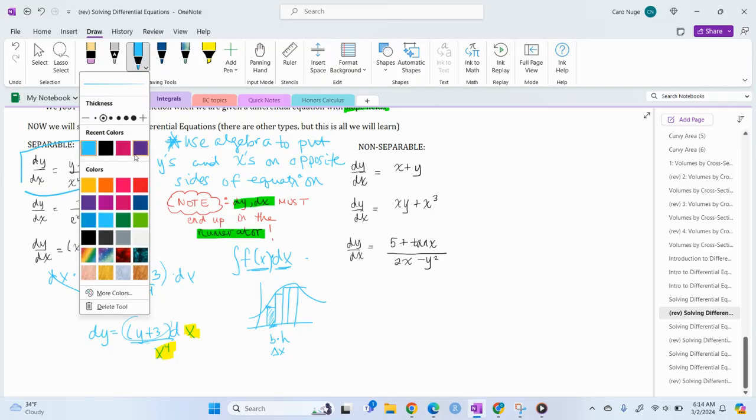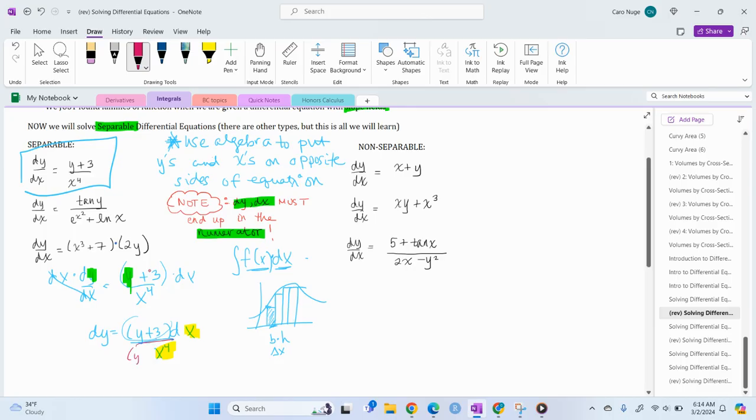So let's divide each side by y plus 3. And whoop, that cancels over there. So I'm going to be left with dy over y plus 3 equals dx over x to the fourth. This is something that you could solve using antiderivatives now.